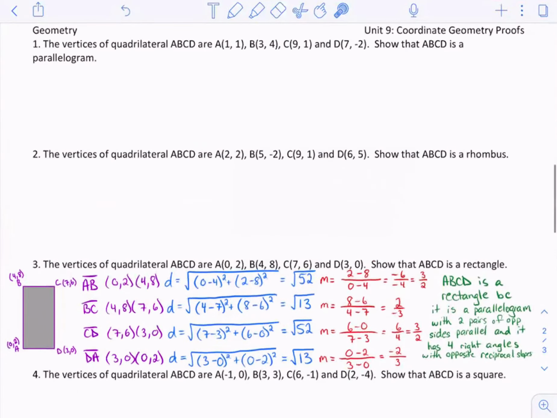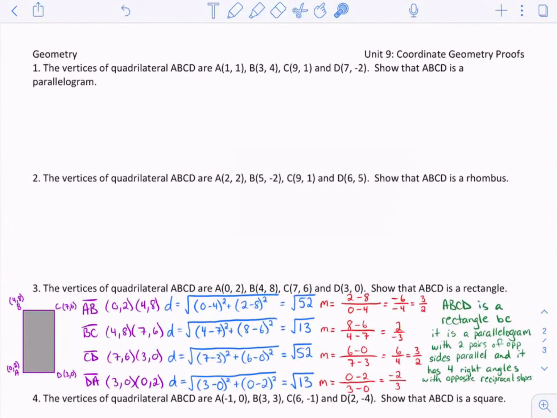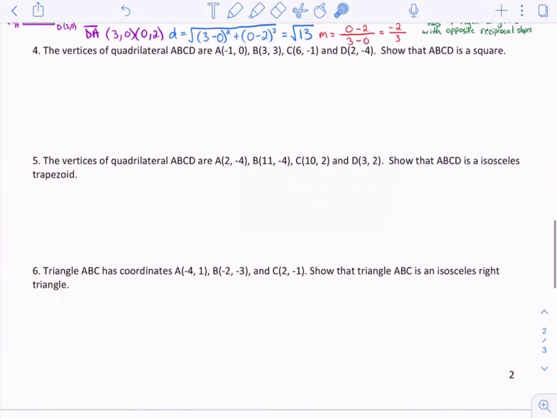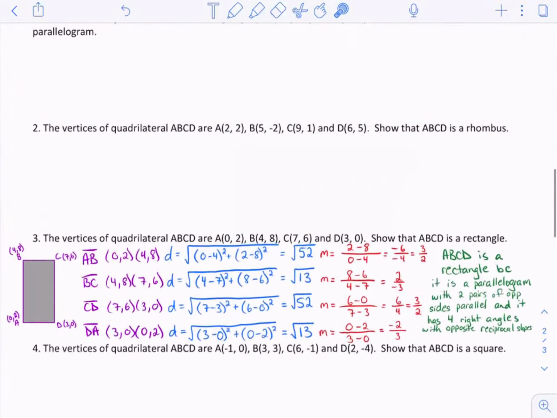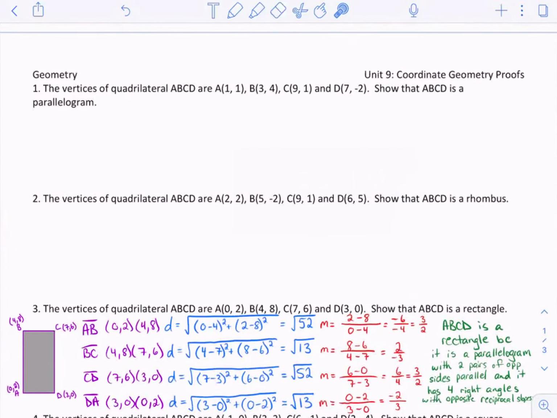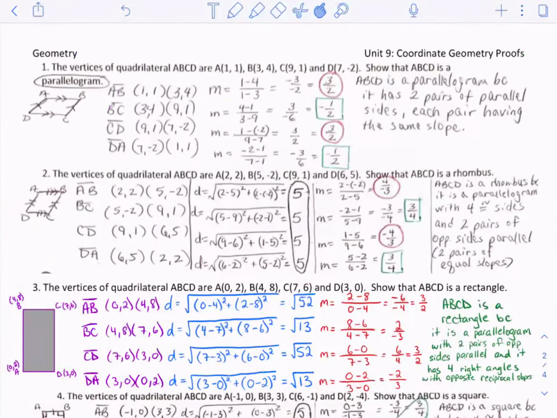So I want you to try the rest of these problems. So here's 1 and 2. Here's 4, 5, and 6. And I'm going to put the answers here for you. So pause it here and come back when you're ready. So here you have it. Here is all the work for each of the problems.